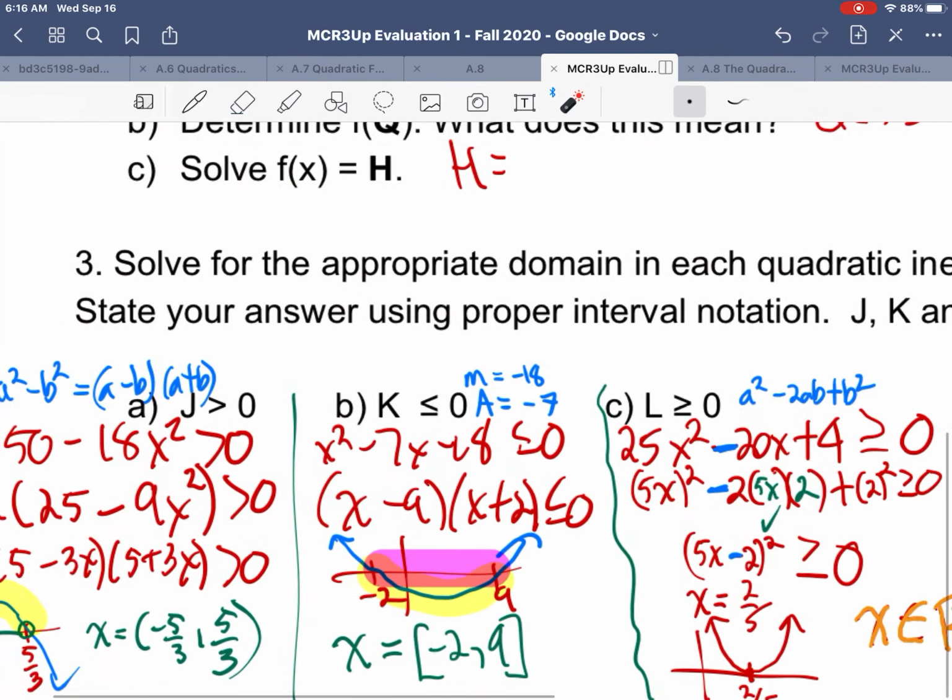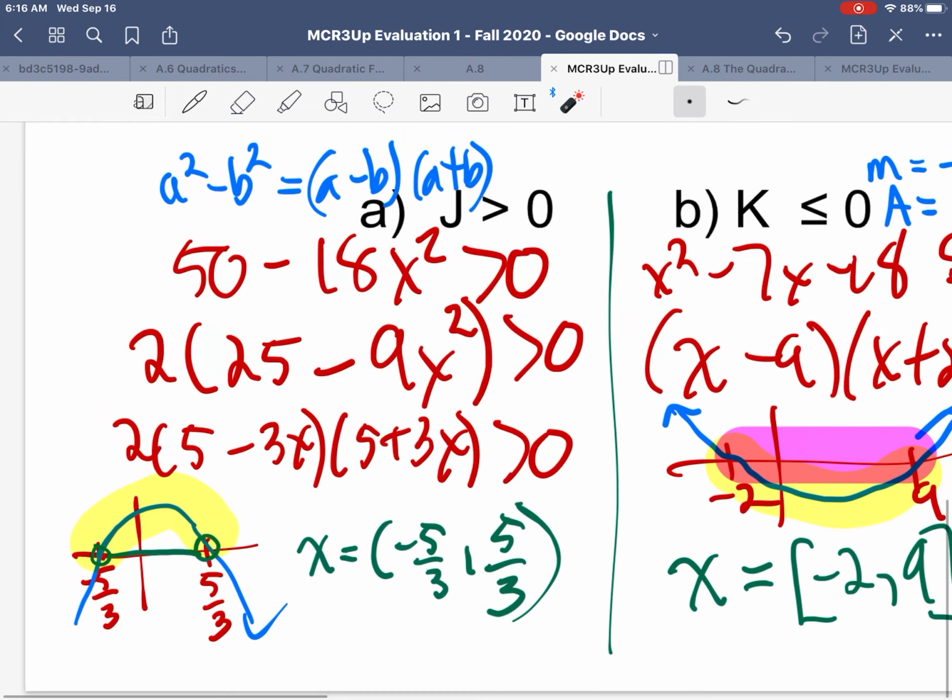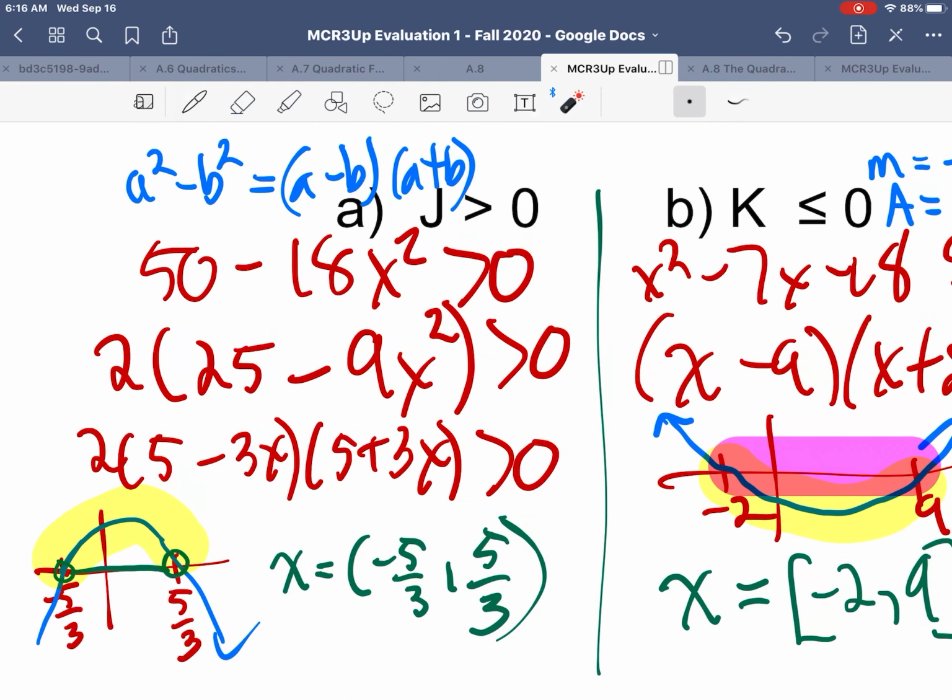Okay, the last one is solving quadratic inequalities. So here's the first one. 50 minus 18x squared. It says to factor, sketch, and state your answer.